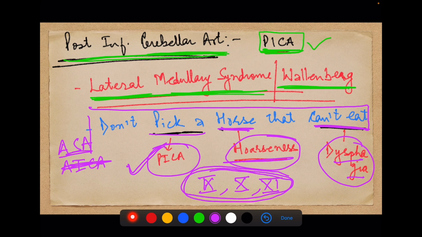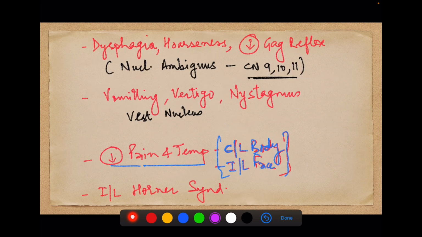When the 9th, 10th, and 11th cranial nerves are getting affected, there will be hoarseness, dysphagia, right? Hoarseness will be there, dysphagia will be there, and there will be a reduced gag reflex because of the involvement of the 9th, 10th, and 11th. There will be vomiting, vertigo, and nystagmus that the patient might have, because the vestibular nucleus is getting affected.